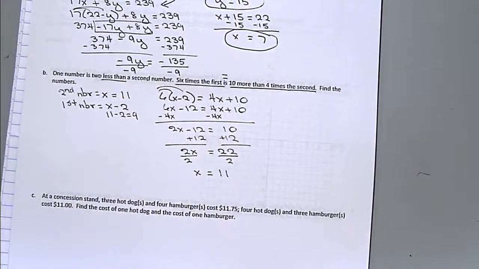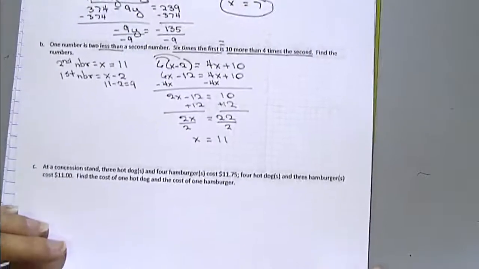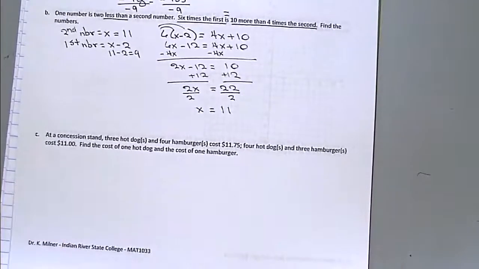Now C, here's our hot dogs and hamburgers, okay? There's a concession stand. 3 hot dogs and 4 hamburgers cost $11.75 together, all together. 4 hot dogs and 3 hamburgers cost $11. Do you begin to see where I've got 2 different equations using those variables, and I've got 2 different variables? I got hot dogs and hamburgers.